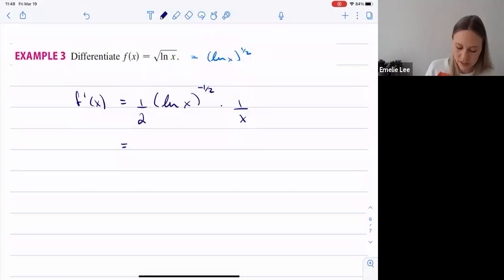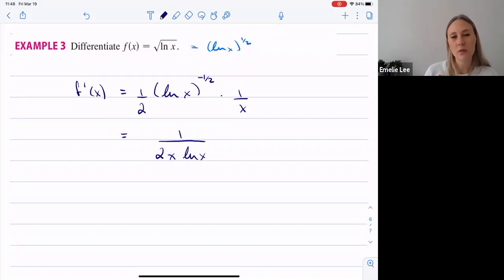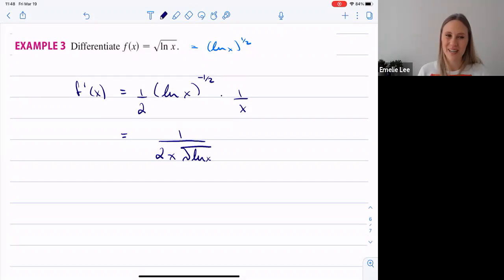Okay, so now I can just do a little mashup here, and it becomes 1 over 2x log x, just so we don't get confused of what's inside the log and what's outside. Oh, to the, no wonder. 2x, the root of log x. I bumped it down and I have to take the square root.